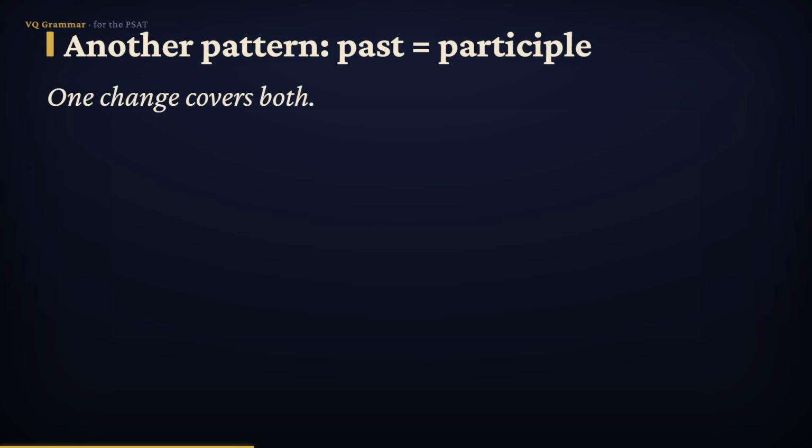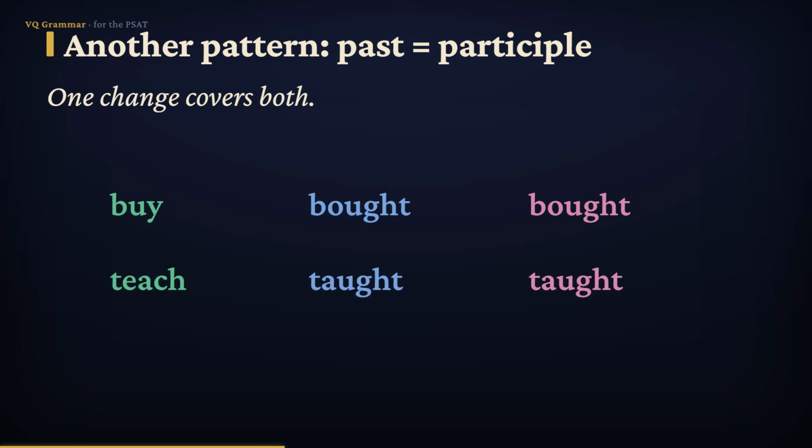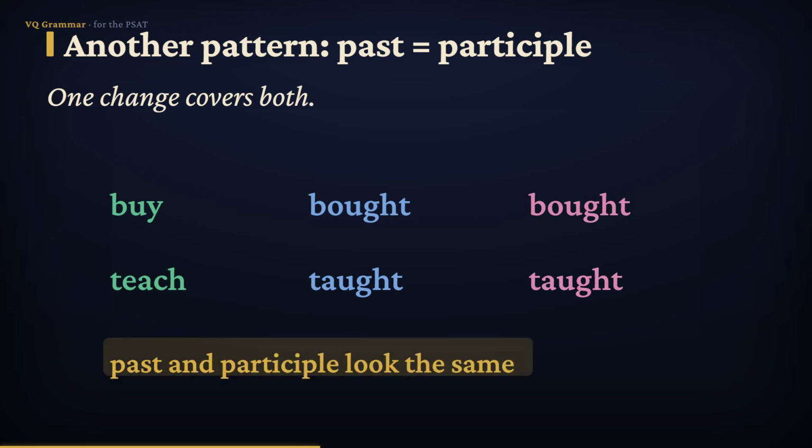There's a second big pattern, and it's friendlier. Here, the past form and the past participle are the same. Take buy. Buy, bought, bought. One spelling does double duty. Teach works the same way. Teach, taught, taught. So do keep, kept, kept. Make, made, made. And win, won, won. Learn one change and you've got both forms at once.